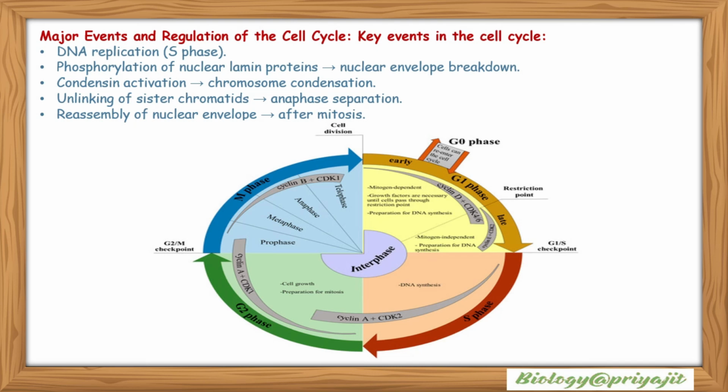Condensin activation helps in chromosome condensation, which starts at the metaphase stage. Then unlinking of sister chromatids occurs in anaphase, separation, which is followed by reassembly of the nuclear envelope. These are the events of telophase, which occurs at the termination of mitosis, after mitosis.